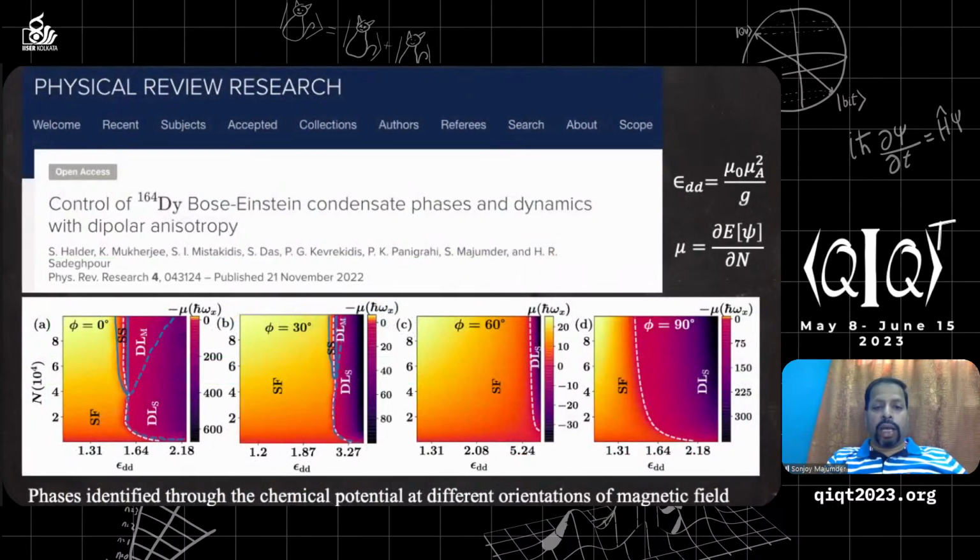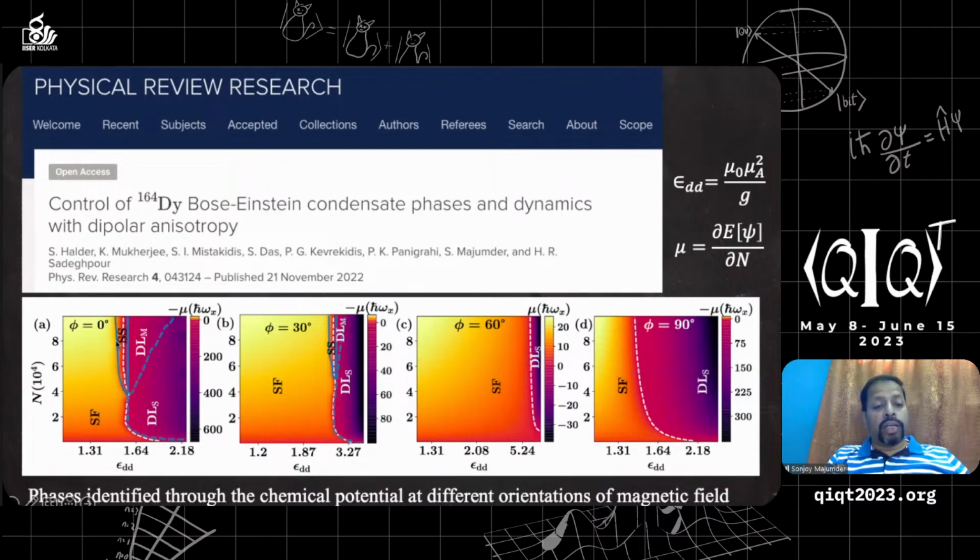So now coming back to the single component case, what we have just observed are distinct features of the phases depending upon the different orientation of the magnetic field. Phi is the magnetic field orientation, corresponding to the z direction, let's say. And we see that depending upon the EDD value, that is, dipole-dipole interactions versus atom-atom interactions, the superfluid phenomena can be tuned either to supersolid, or to droplet, or multiple droplets, cluster droplets, or a single droplet.